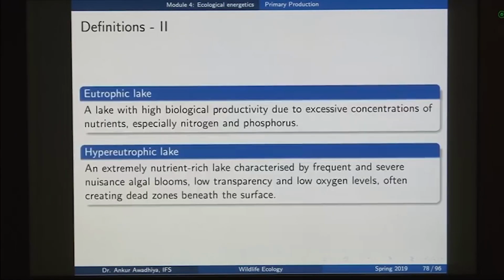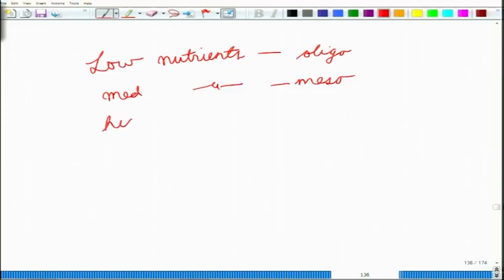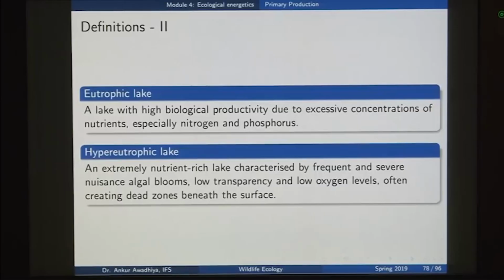Now, from oligo and mesotrophic lakes, then we have high amount of nutrients. If you have a high amount of nutrients, then you will have a eutrophic lake. Eu means good. So, eutrophic means good productivity. A lake with high biological productivity due to excessive concentrations of nutrients, especially nitrogen and phosphorus. So, essentially you have a lake and you are putting in more amount of nutrients, and so you have more amount of plant growth. Now, why do we have more amount of nutrients there? This is possible if, for instance, the lake is getting waters that are coming because of runoff from agricultural fields.